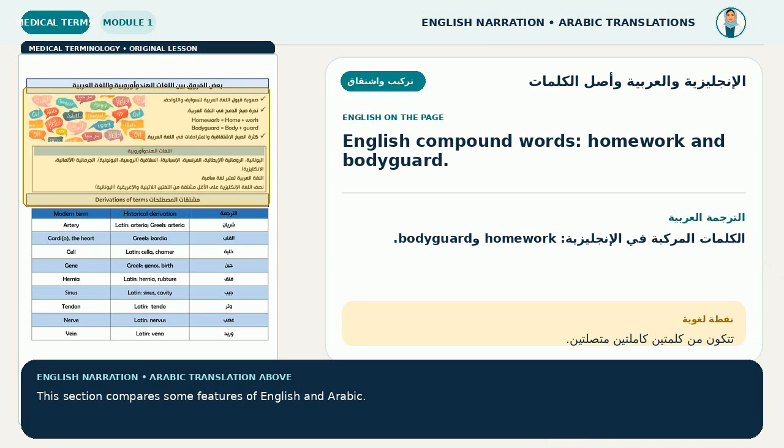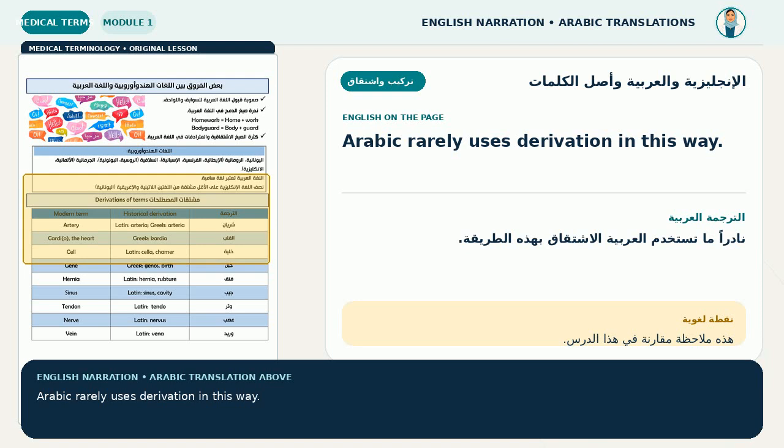This section compares some features of English and Arabic. English often builds compound words by joining two complete words. For example, homework is home plus work, and bodyguard is body plus guard. In medical English, many terms are also built by joining word parts. Arabic rarely uses derivation in this way.